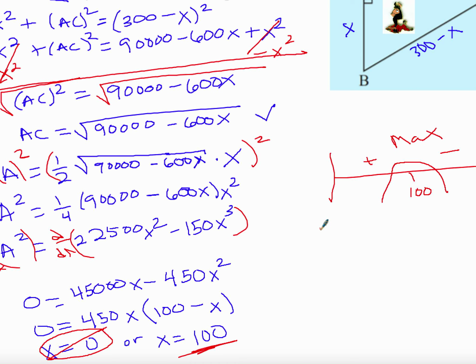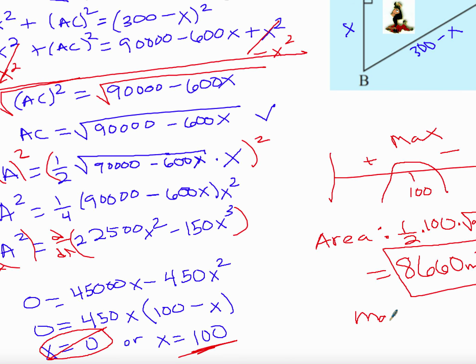And so we can find the area by going 1/2 times our height, which was 100, times our base, which was the square root of 90,000 minus 600 times 100. And this is going to give me 8,660 meters squared. So this is our maximum area.